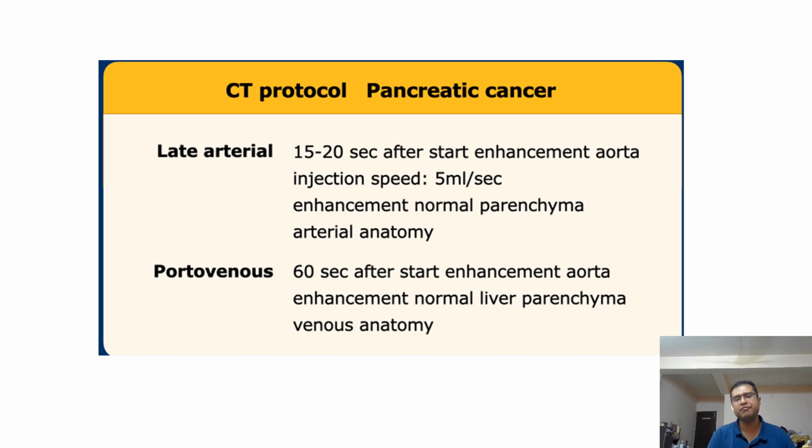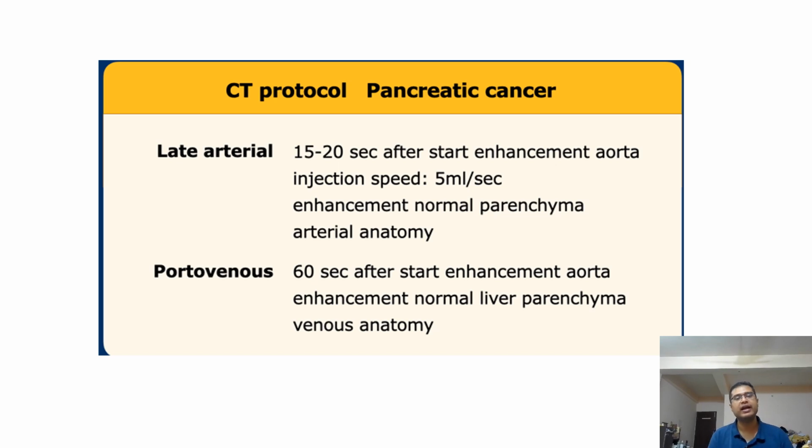So late arterial phase is done 15 to 20 seconds post contrast with an injection speed of 5 ml per second, and the normal pancreatic parenchyma shows enhancement in this particular phase, whereas the most common malignant neoplasm of the pancreas, that is the adenocarcinoma of the pancreas, is hypoenhancing in this particular phase, and that is how we actually diagnose adenocarcinoma of the pancreas.